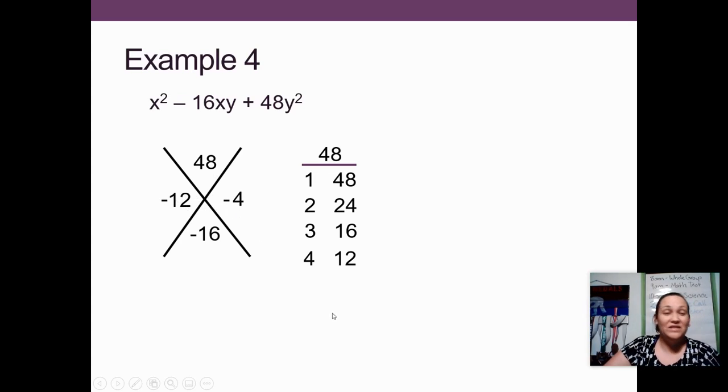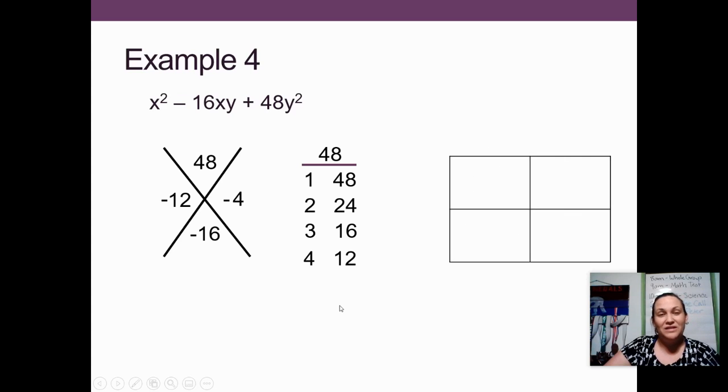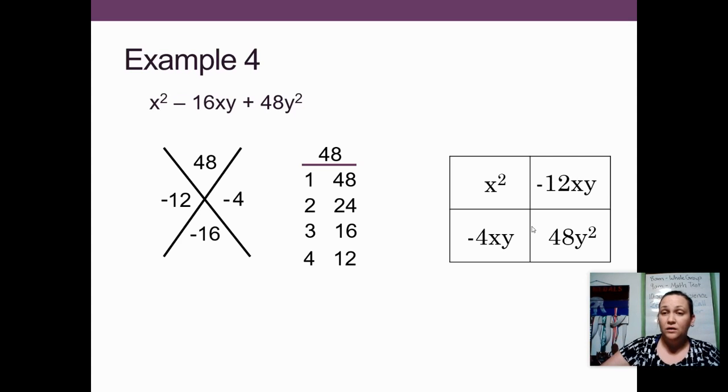Now that I've figured out the sides of the X, now I can do my box. So now we are concerned with our variables. The first term, x squared, goes in the first box. The entire last term, 48y squared, goes in the last box. And remember, on the diagonal we're taking the middle term and splitting it. The middle term was a negative 16xy. We're going to split it into a negative 12xy and a negative 4xy. Remember, on the diagonal, these two things should be like terms that you can combine together.